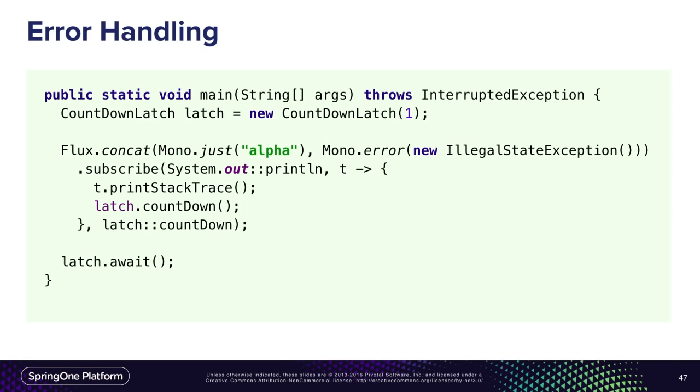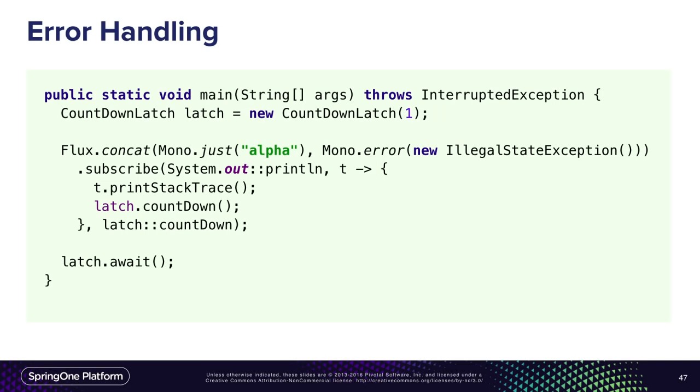This is a flux example. So we're making things just a little bit trickier. We have two elements in this flux. We have a mono just of alpha, so it's a string of alpha that's coming in as a mono. But we also have a mono of an error of illegal state exception. Again, exceptions are just values the same as any others. So you can create a new flux that contains an error and a string and a list and anything else you want. We subscribe to that.